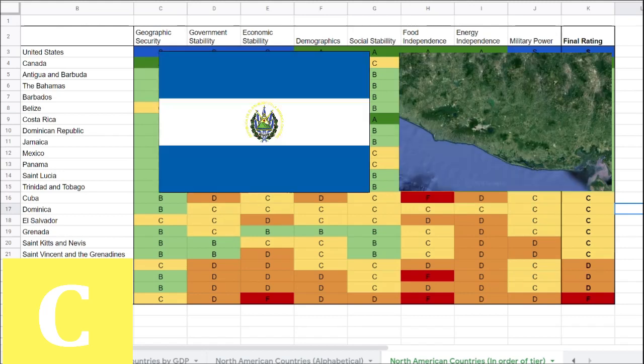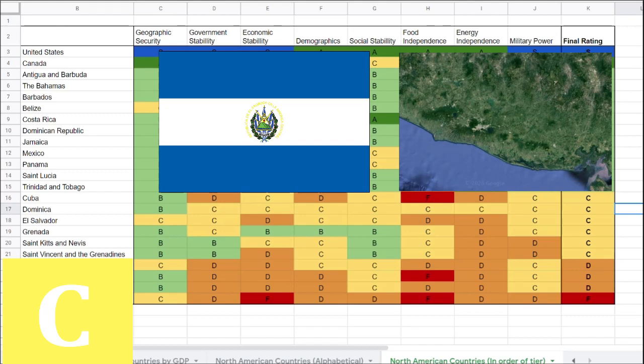Next nation is El Salvador. Geographic security is C. Because it is a Central American nation, the borders are not quite natural. It has hilly terrain, which is good, but at the end of the day, it is kind of a small country and it's a little bit easier to invade. Government stability, C. There was a civil war throughout all of the 80s. That is never good. However, there has been a stable government since that ended, so that is good. So that's why it's C.